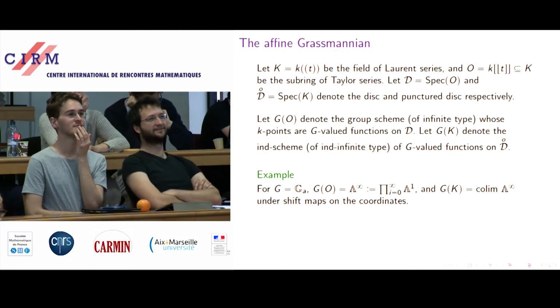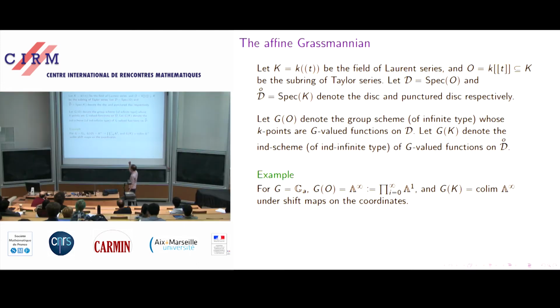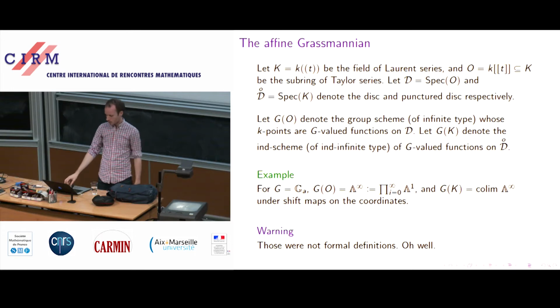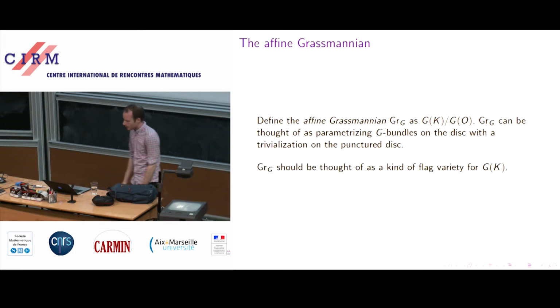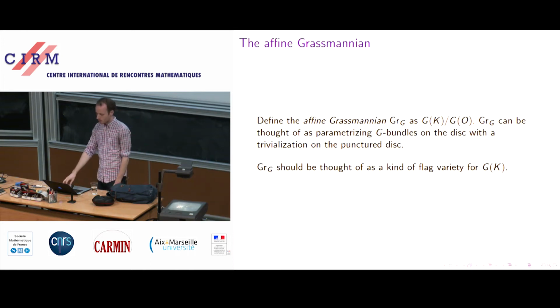And then the simple example is that when G is equal to G_a, then G(O) is just this infinite dimensional affine space, and the Laurent series is a union of such things under inclusions. You think of lower and lower terms in the Laurent series expansion. And just note, those weren't formal definitions, so they shouldn't be appealed to as such in a paper, but this isn't a paper. So, OK, the affine Grassmannian is now the quotient G(K) mod G(O), and you should think of it as parameterizing G-bundles on the disk with a trivialization on the punctured disk. So it's a kind of flag variety for this loop group G(K).